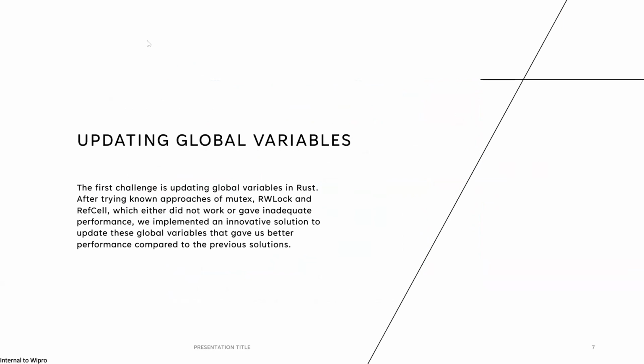Coming to the second problem, we know that global variables in Rust are not as flexible as in other languages. Global variables are something we used for this DNS enricher itself. The challenge was that we want to update global variables in Rust, but we can't do it using the known approaches of using a mutex and giving the variable to each thread, or using a read-write lock or a RefCell. All of these either give inadequate performance or did not give good results. So we came up with a different solution, and I'll talk more about this problem and the approaches we tried initially before moving on to the actual solution.